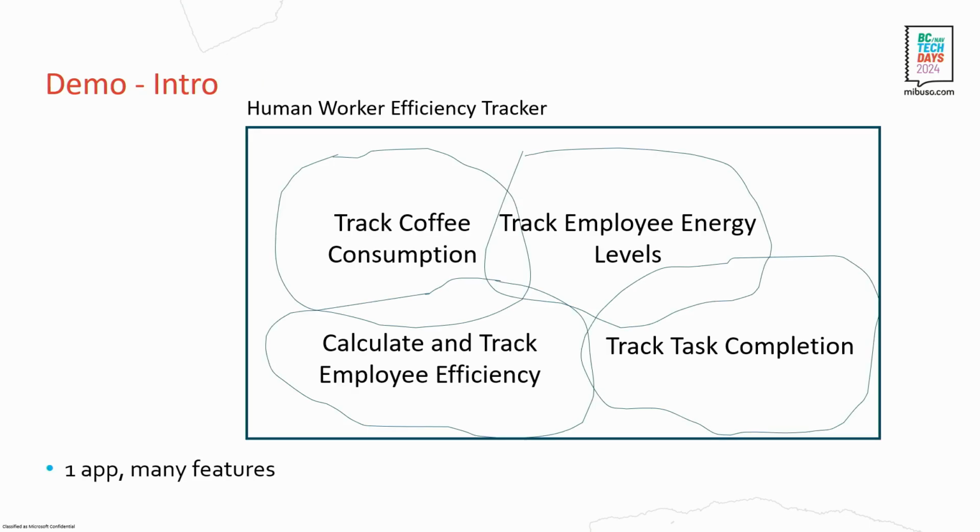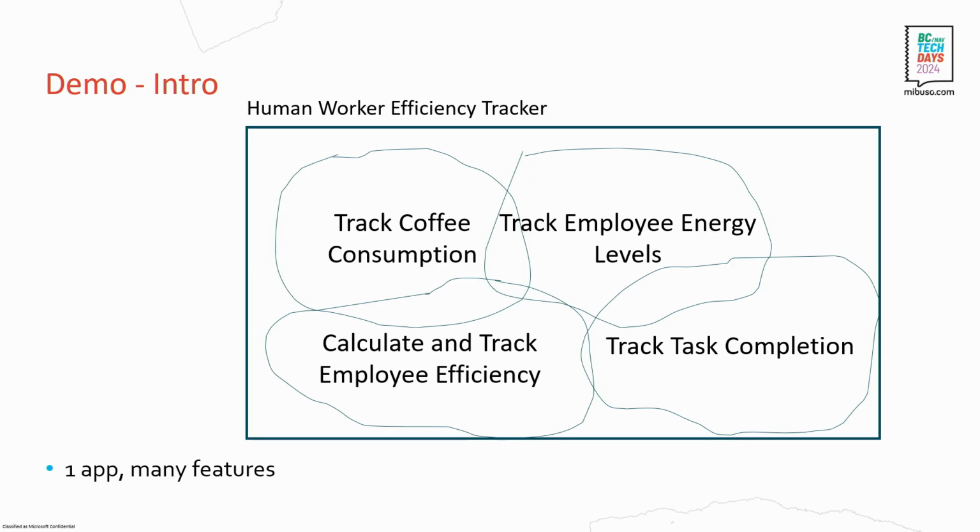So here's a representation of the app I built. It's supposed to be a little bit of a big app. It's not that big, but it can track coffee consumption of employees. It can track their energy levels throughout the day, task completion as they go through that, and then it'll calculate how efficient they are for each task at whatever point they are.